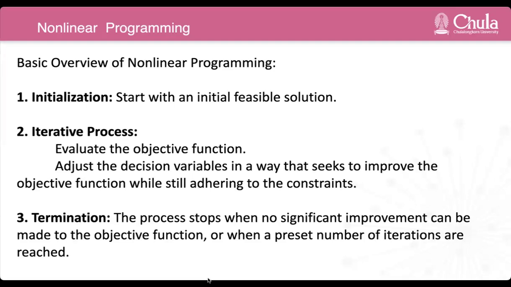We repeat step 2 until we reach the stopping criterion. We call it termination. For termination, which process is it? It's an iterative process. The process stops when no significant improvement can be made to the objective function, or when a preset number of iterations is reached. Normally, we have two conditions to stop. First, we cannot further improve the objective function at that point. Second, we reach the maximum iteration number. We will not run forever; we stop at a certain point.